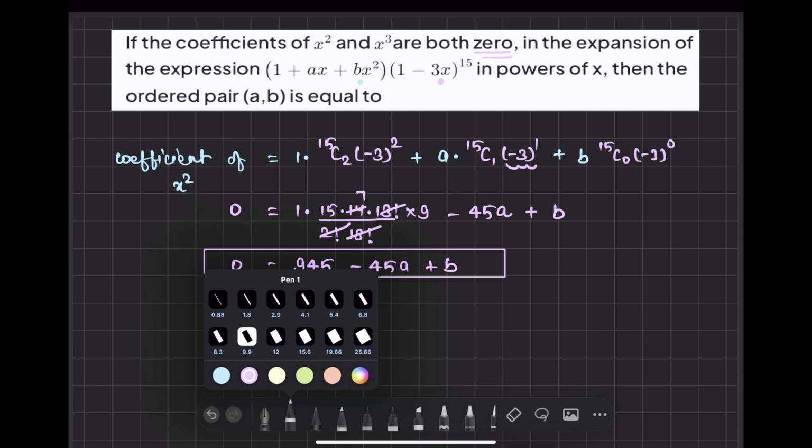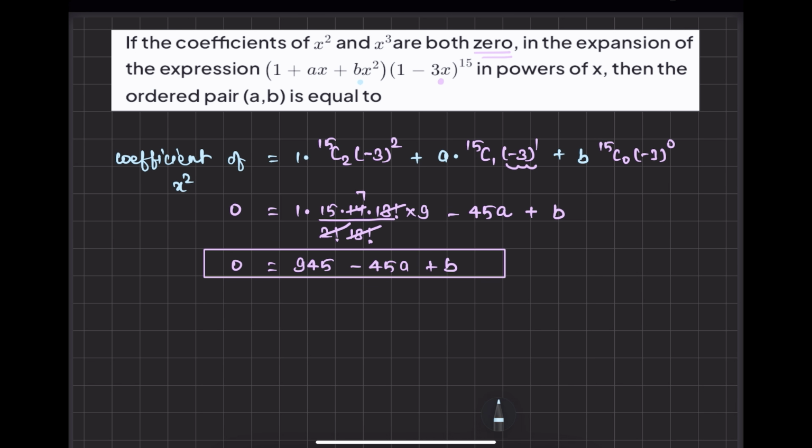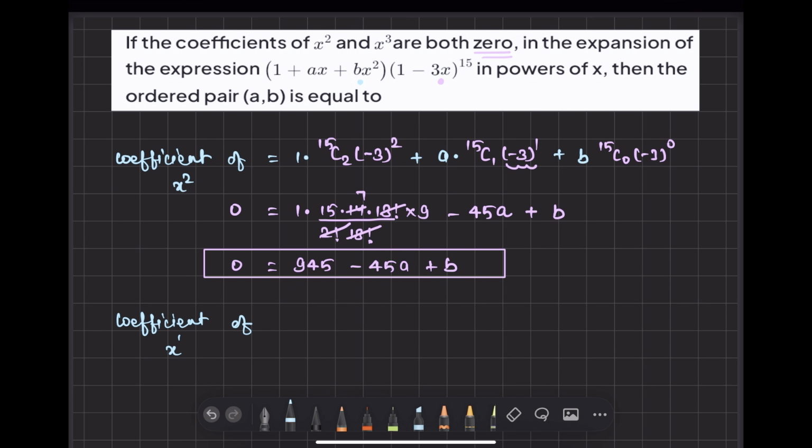Now look at this. Now we want the coefficient of x power 3. Again we will apply the same approach. I want this person to fight, so he will fight with whom? He will fight with the person who has x power 3. So it is 15c3 times minus 3 power 3.